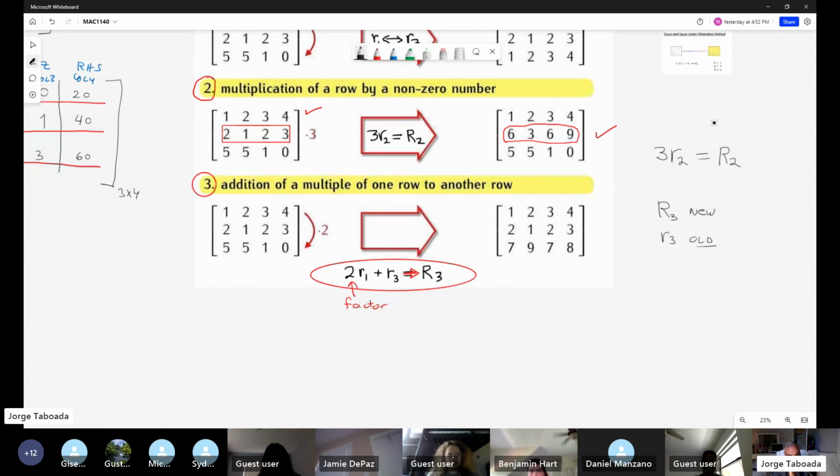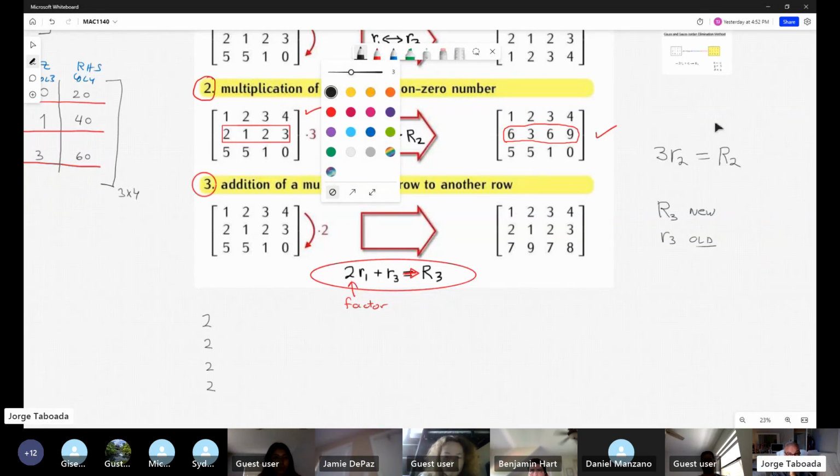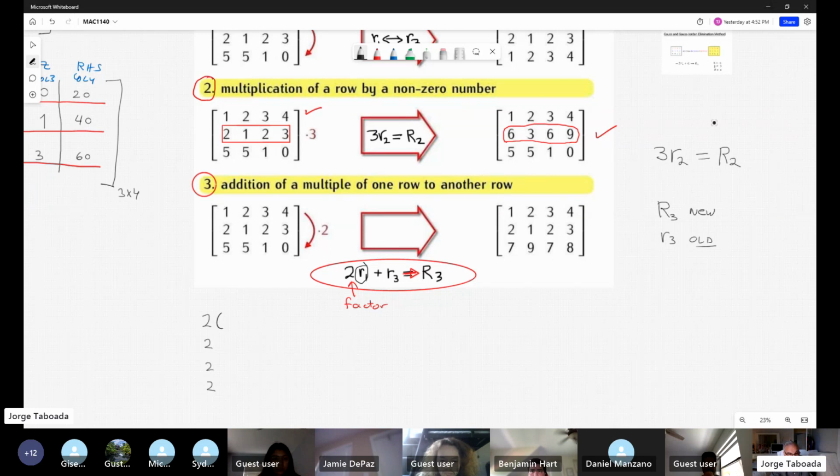Let's do it. You multiply by 2. Let me put it in marker. You multiply the elements in row 1, the entries, which are 2, 1, 2 again, and 3. Each of those numbers is multiplied by 2, plus you are adding.